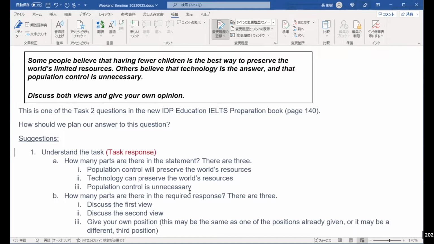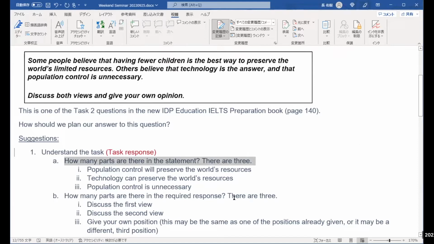The response that we're asked to give is also quite complex because there are three parts to this. Discuss each of those views and give your own opinion. So this is one of the harder IELTS task 2 types of questions because the statement is complicated and the response that is asked for is also not simple. So we ask ourselves some questions. How many parts are there to this statement? Well, there are three parts, I'd say.